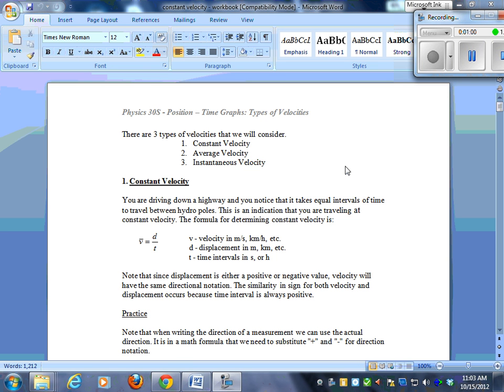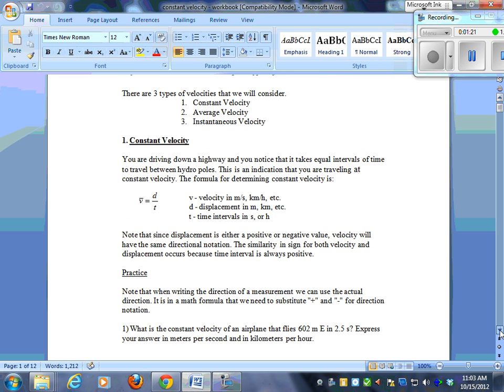So V is velocity in meters per second, kilometers an hour, d is displacement in meters, kilometers, etc., and t is time intervals. Note that since displacement is either positive or negative, velocity will have the same directional sign. You should have some positive and some negative velocities. Similarity in sign for both velocity and displacement occurs because time must always be positive. Time is not a vector.